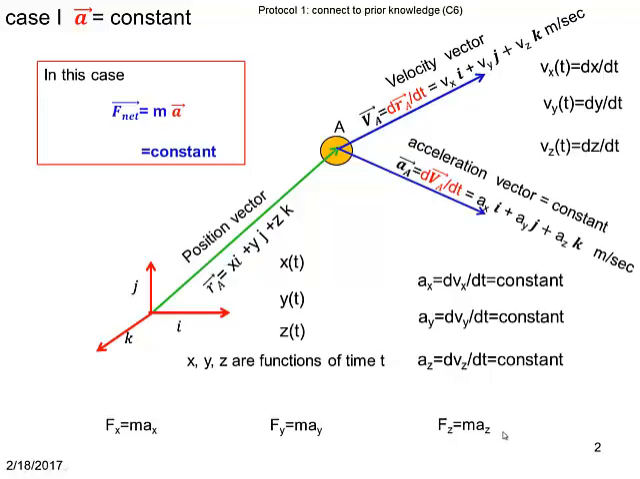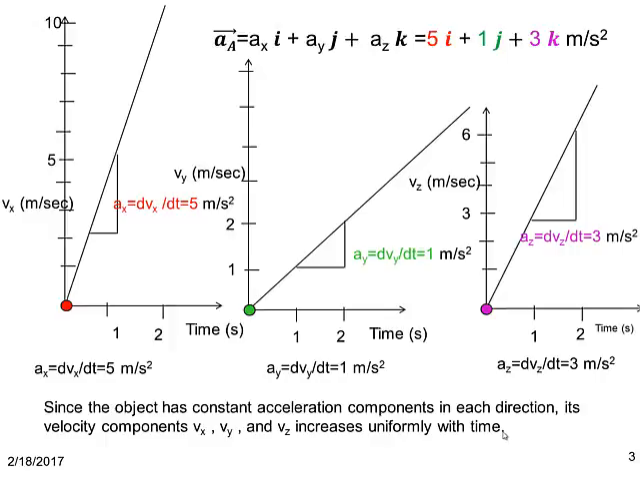For an object moving with the constant acceleration, say 5i plus 1j plus 3k meters per second squared, its scalar components ax, ay, and az are constant. That means the velocity component increases uniformly with time in the respective direction. That is, it increases 5 meters per second in every second in x direction, 1 meter per second every second in y direction, and 3 meters per second in every second in z direction.